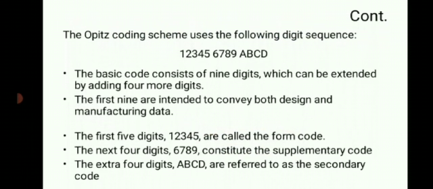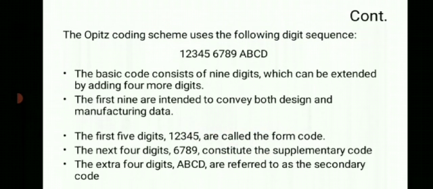The OPTIS coding scheme uses the following digit sequence: 1, 2, 3, 4, 5, 6, 7, 8, 9, A, B, C, D. The basic codes consist of 9 digits, 1 through 9, which can be extended by adding 4 more digits, that is A, B, C and D. The first 9 digits are intended to convey both design and manufacturing data.